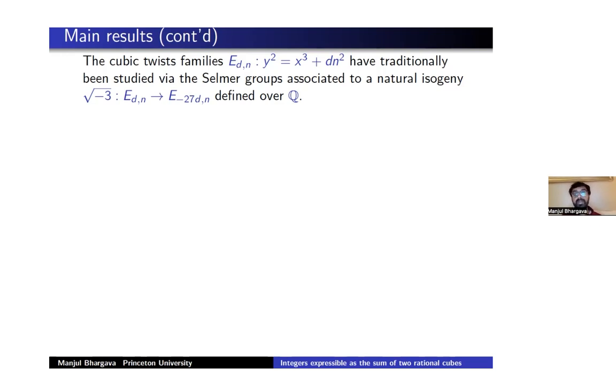And these curves have almost exclusively been studied by that Selmer group, since that isogeny exists for all these curves. And that allows one, by taking the square root of minus 3 isogeny in one direction and then back, to determine the 3 Selmer group of any such curve in a fairly elementary manner.